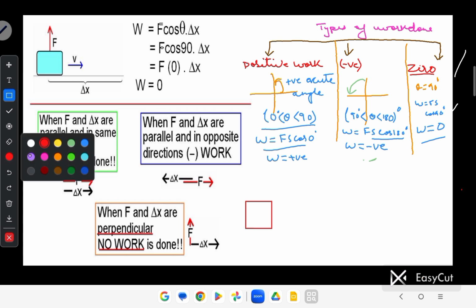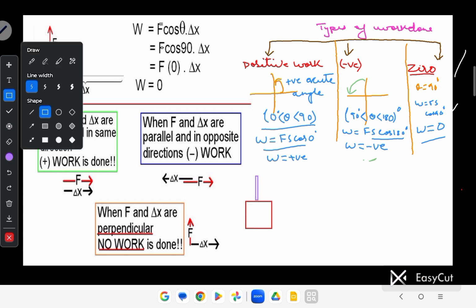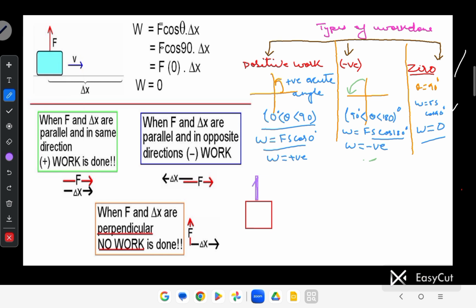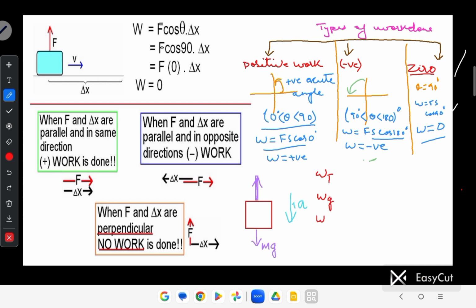And here we are having tension acting in this very direction and mg is acting in this very direction, and in this given case the body is accelerating in the opposite direction, in the downward direction, let's say, and yet it is positive in nature only. So what should be the work done over here? So here the work done by the tension, work done by the gravity and the net work done. Let's see what it should be.